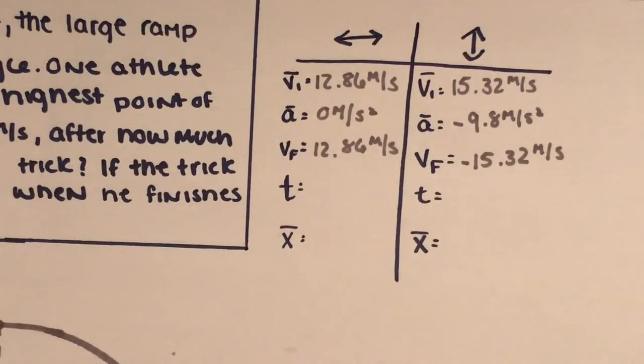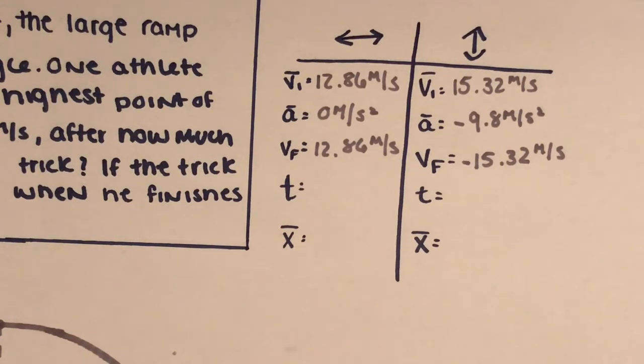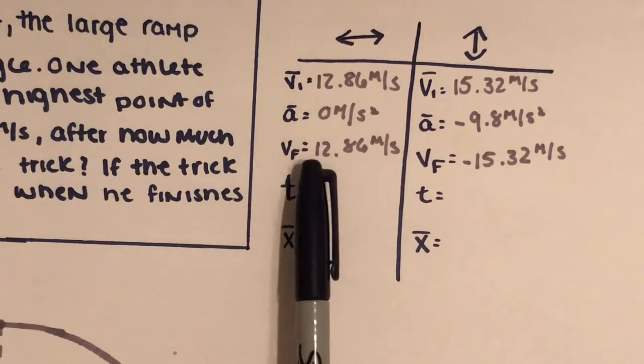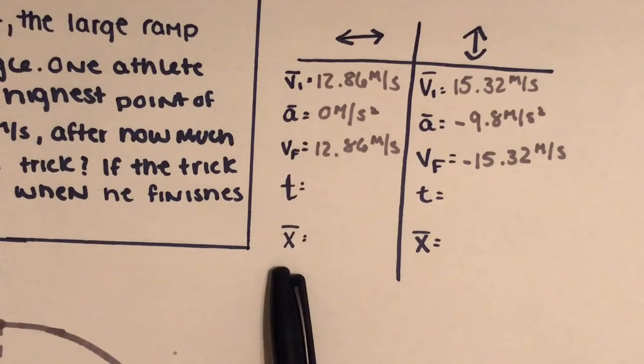So the first step to solving a problem like this is to set up a chart and to fill in the values that you already know. This is to help see what values you don't know and what values you need. So the chart that I made has our horizontal initial velocity, acceleration, final velocity, time, and displacement.